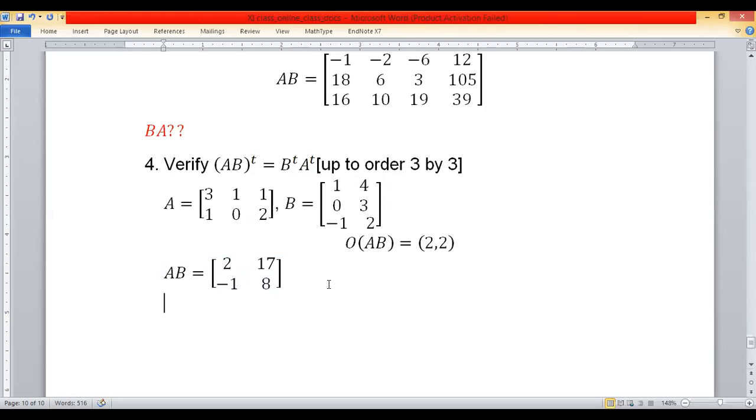So if you take the transpose of the whole AB, it would be 2, 17 and minus 1, 8. So you can say this is the left hand side. Now you have to take the transpose of B.